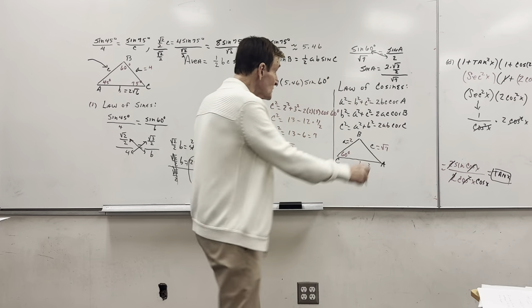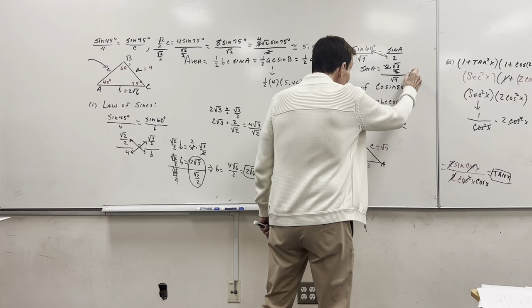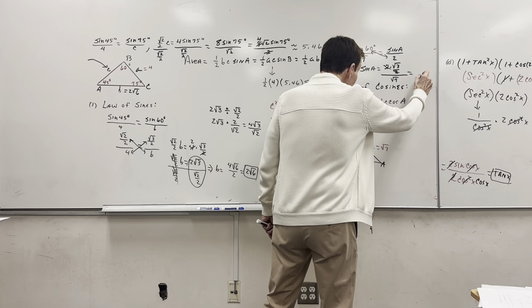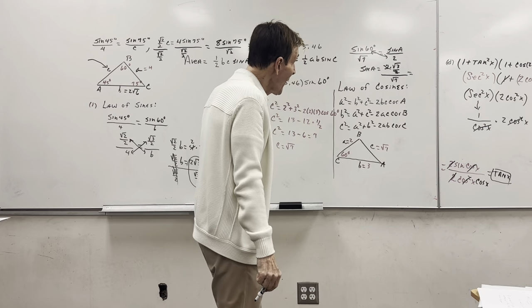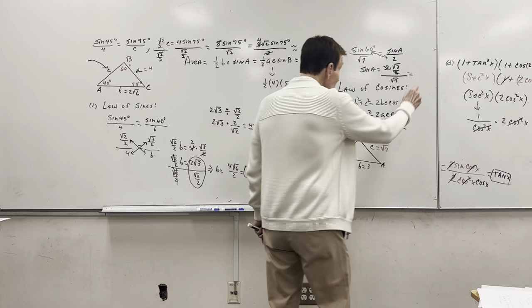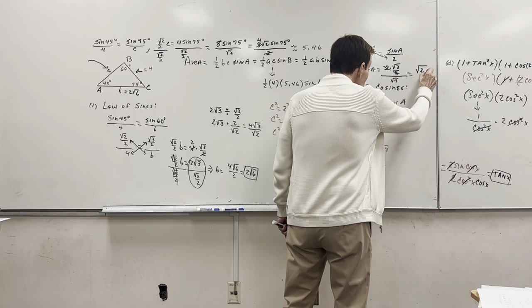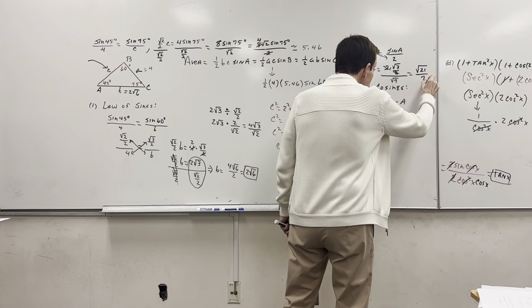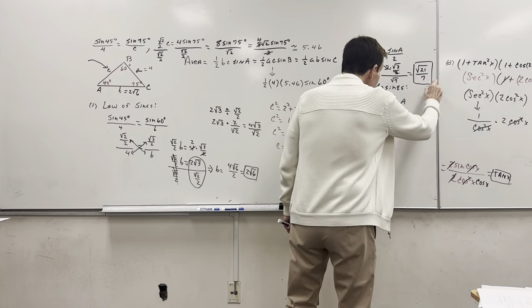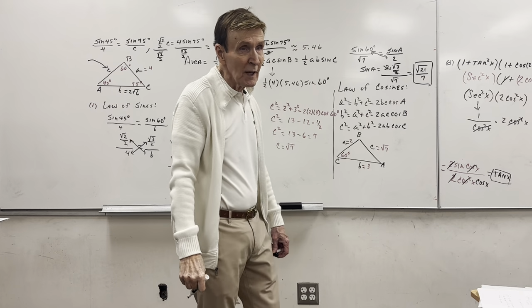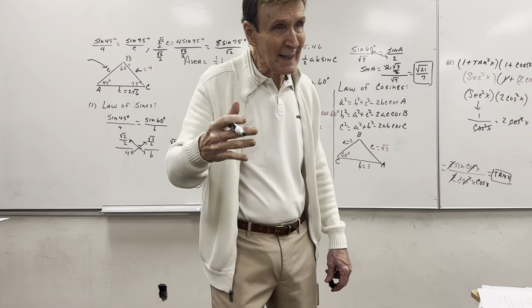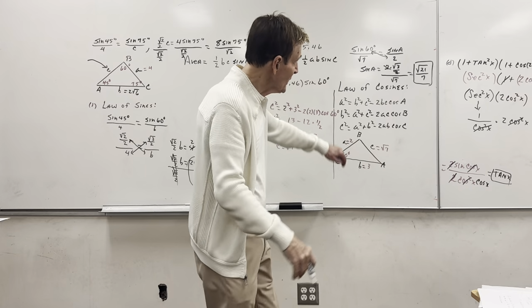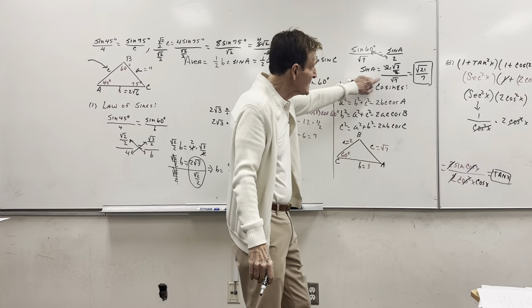You guys agree? The 2's will cancel. You're going to end up with, Matthew, help me out, root 21 over 7. Beautiful. Now you say you're finished? No, they're asking to find angle A. I'm not quite finished. I got sine A is equal to this.